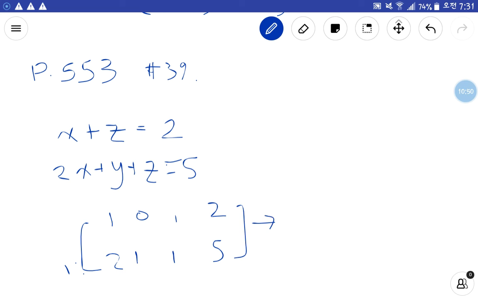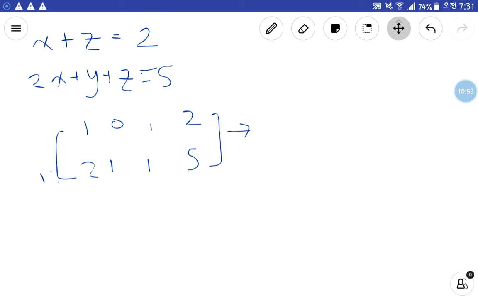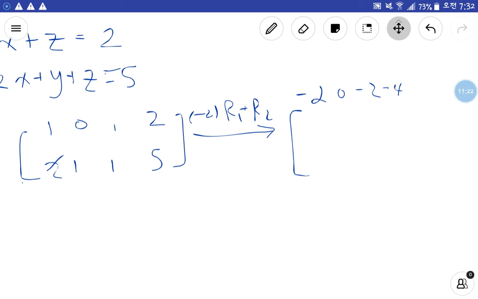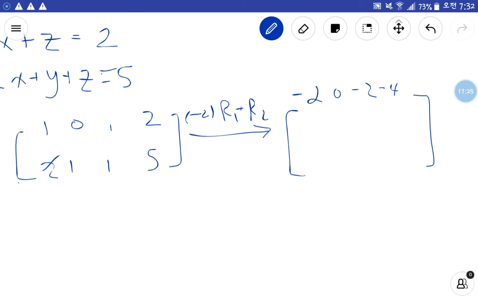So my first row, first column is already 1. So that's already satisfied. And then my first row, second column is 0. Now my goal is to make sure that I can cancel out my 2 here. How do I do it? You're going to multiply negative 2 to R1 plus R2. If you times negative 2 on your first row, it will be negative 2, 0, negative 2, negative 4.